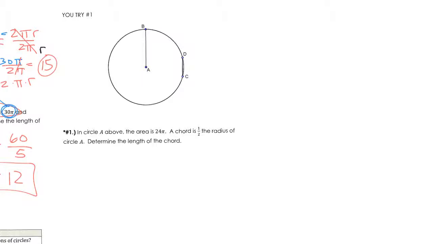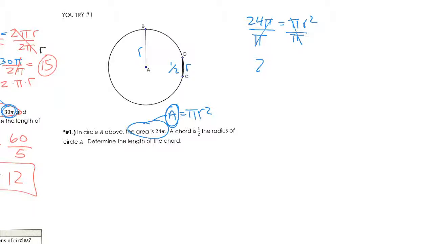This problem is a little different because it's saying the area is 24 pi. Area of a circle is pi r squared. The chord is half the radius. So DC is half of the radius. So I want to find the radius, multiply it by a half. Well, if I know the area is 24 pi, I could plug that in for the A, equals pi r squared. Divide both sides by pi, because I'm solving for r here. So 24 equals r squared. Square root of both sides to get r by itself.